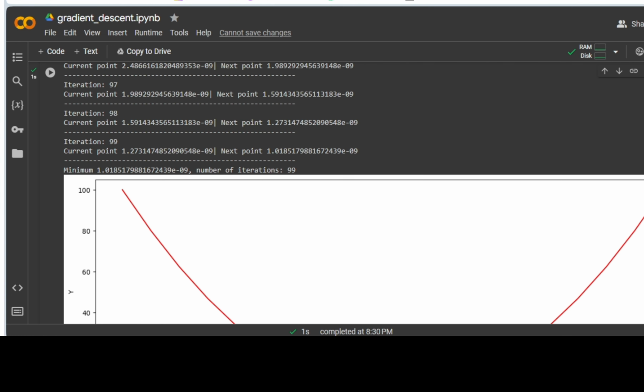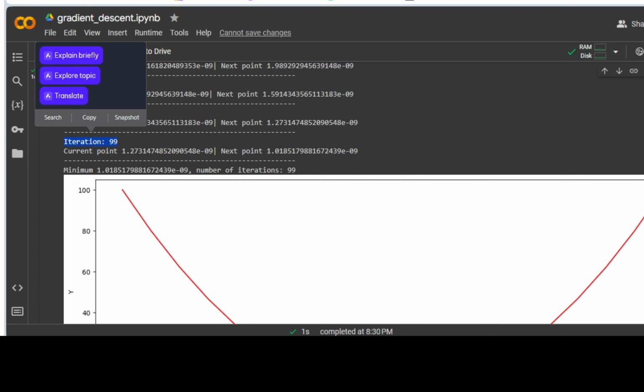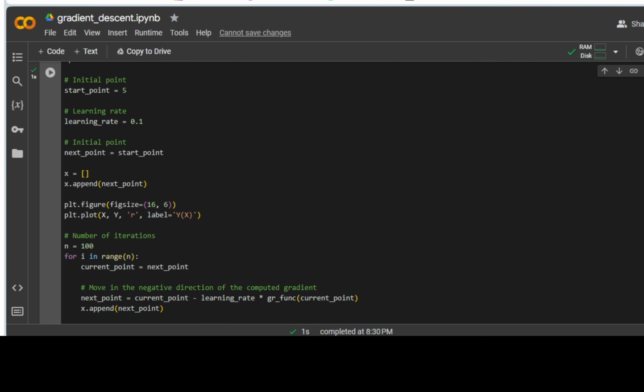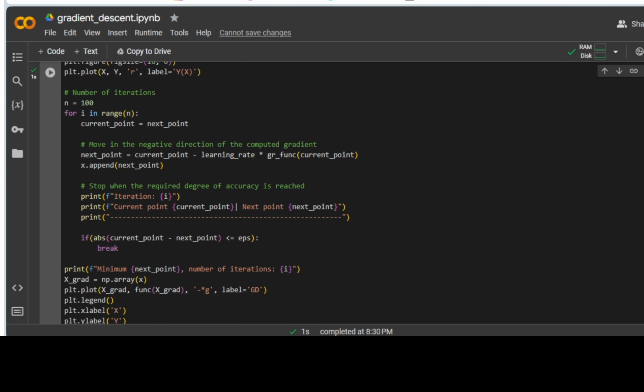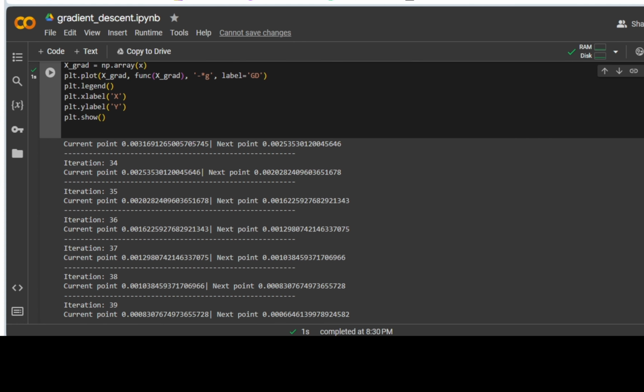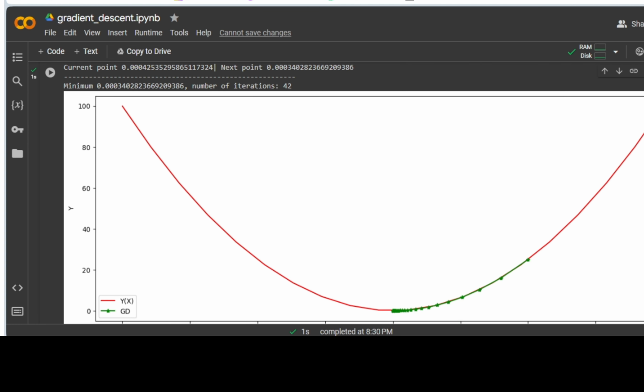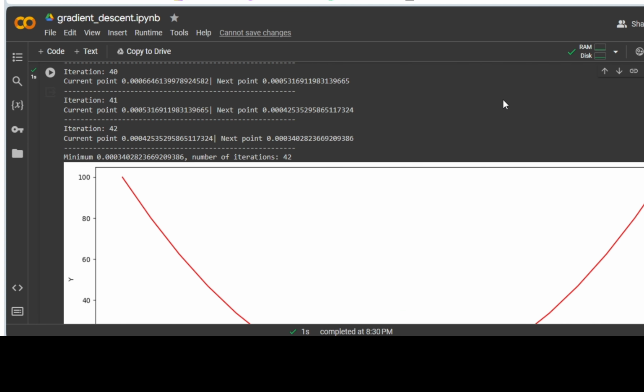For this purpose, we introduce the value epsilon with which we will check the difference between the current point and the next point, and if it is less than epsilon, which means that the points are very close, we can exit the algorithm. And yes, the algorithm needed only 42 iterations. The difference between the 2 points was less than epsilon, so we can exit the convergence loop of the algorithm. This is called a stopping criterion.